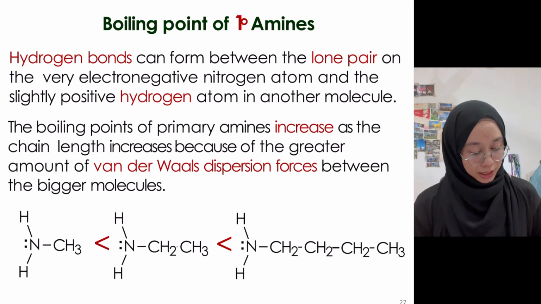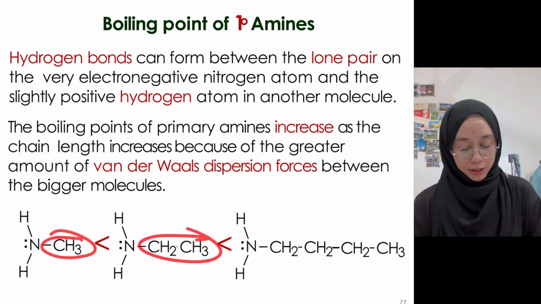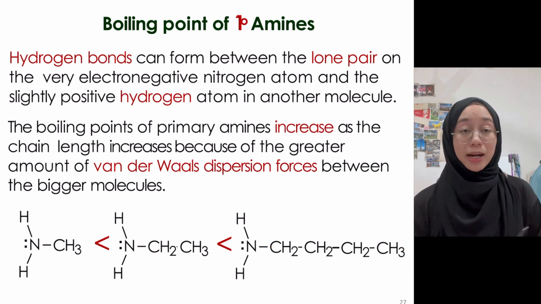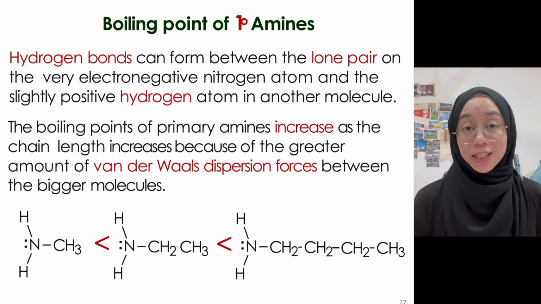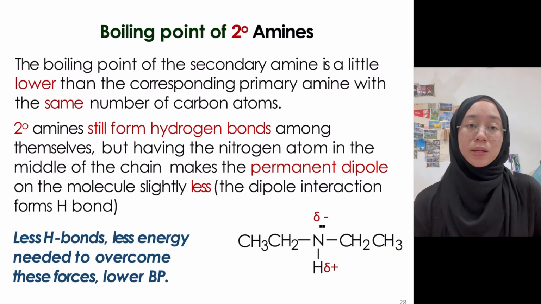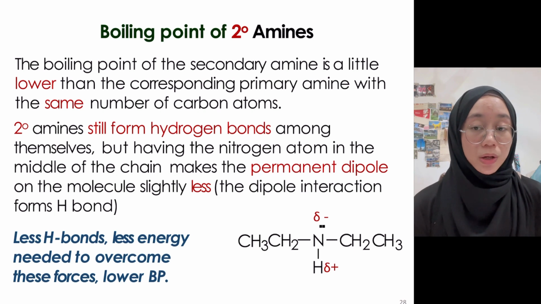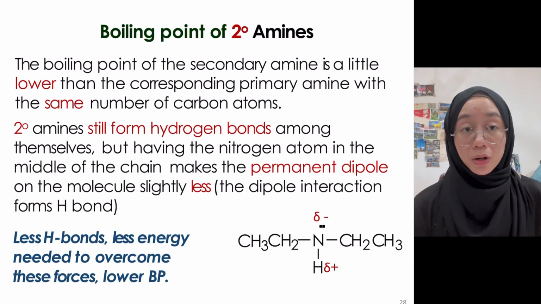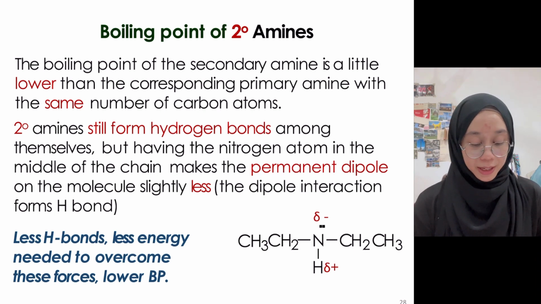Okay, so as you can see ni ada 1 je carbon, ni ada 2 carbon, ni ada 4 carbon. So of course yang menang adalah yang lagi banyak carbon lah, sebab van der Waals dia lagi kuat. Okay, so kalau secondary amine pula, kalau kita compare dengan primary amine, so of course dia punya boiling point lower because it has less hydrogen bond compared to the primary amine despite having the same number of carbon atom.